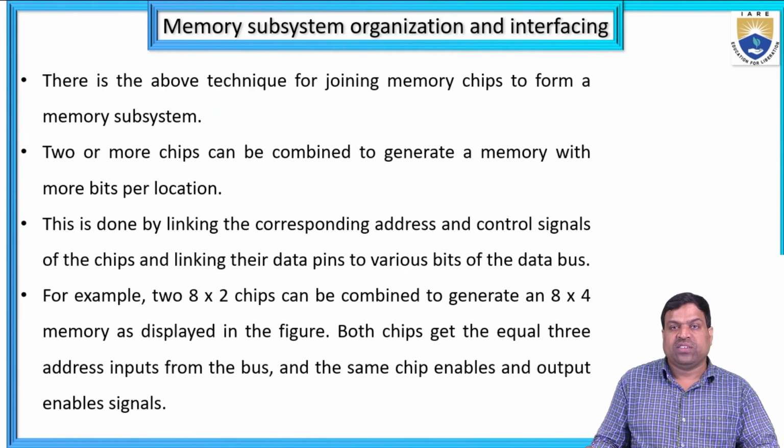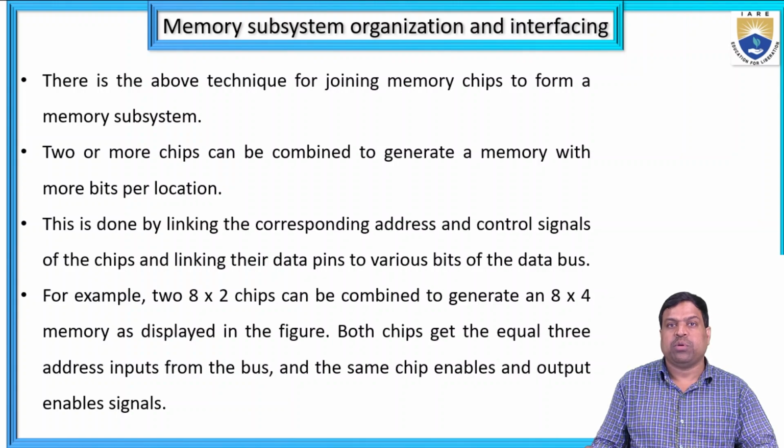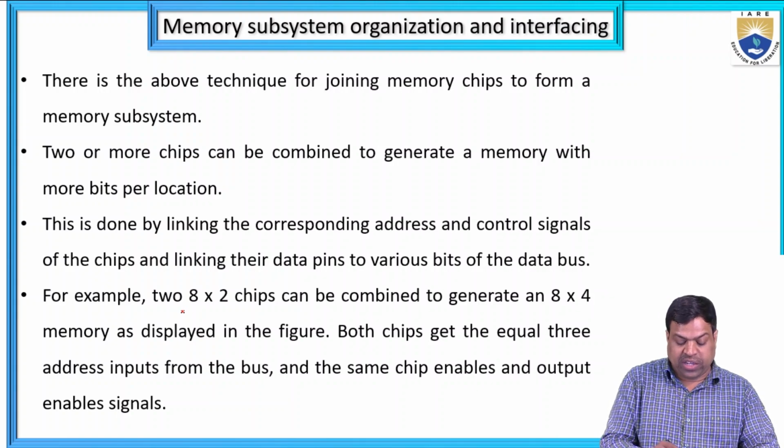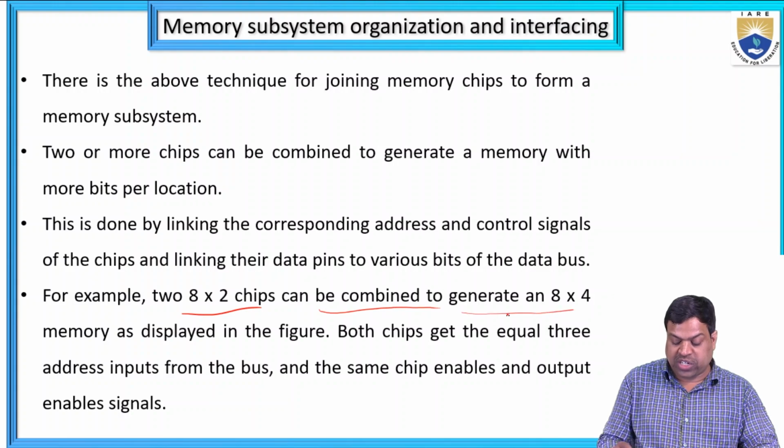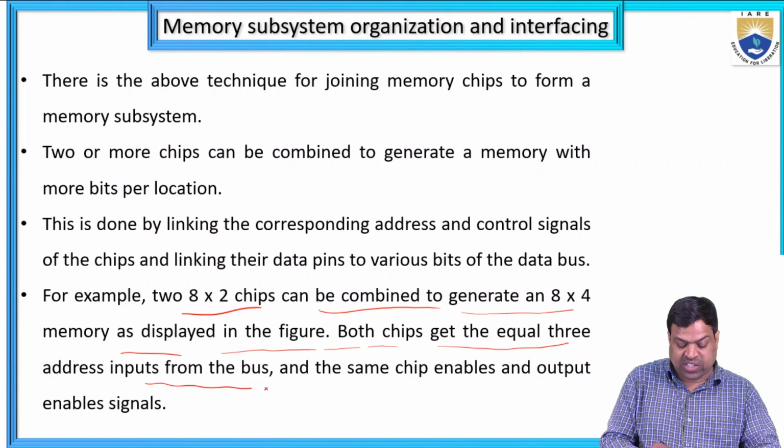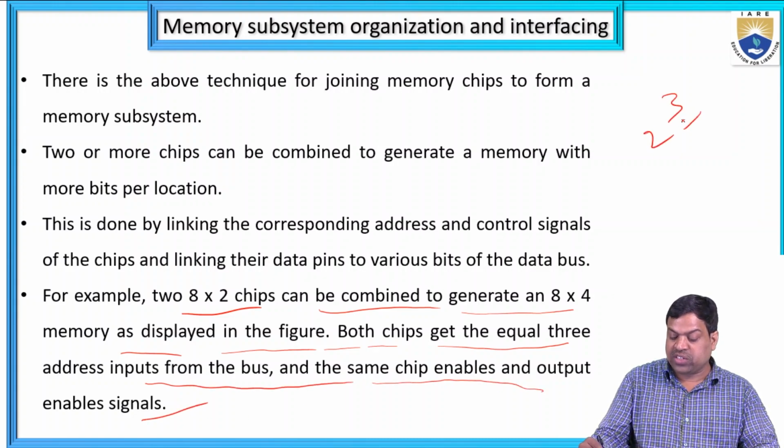From the above technique for joining memory chips to form a memory subsystem, 2 or more chips can be combined to generate a memory with more bits per location. This is done by linking the corresponding address and control signals of the chips and linking their data pins to various bits of the data bus. For example, 8 into 2 chips can be combined to generate an 8 into 4 memory, as displayed in the figure. Both chips get the same 3 address inputs from the bus and the same enable signals.